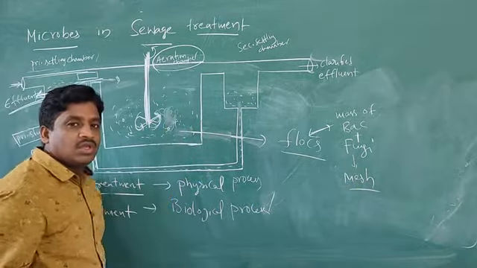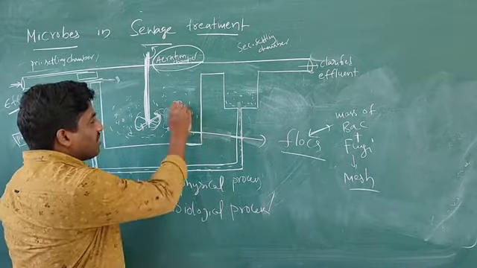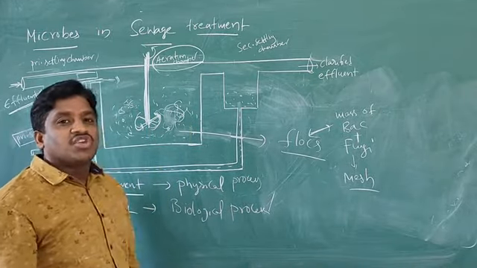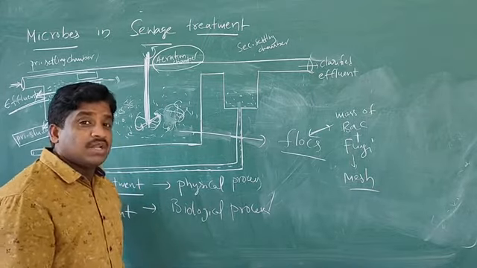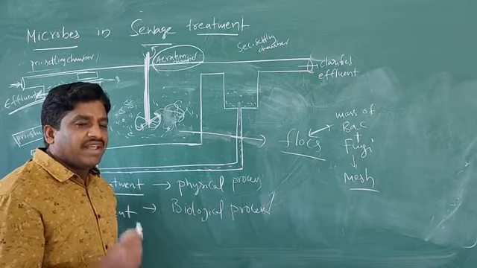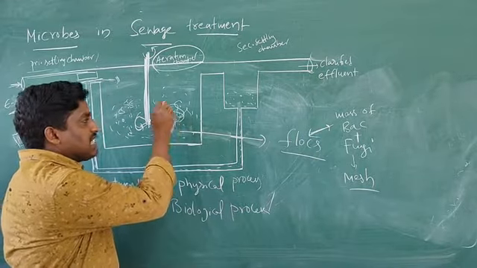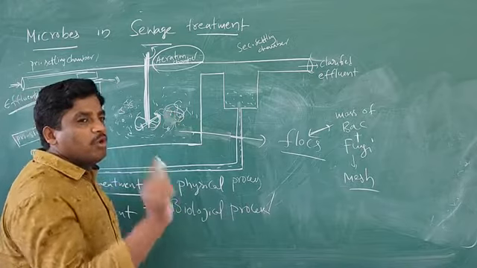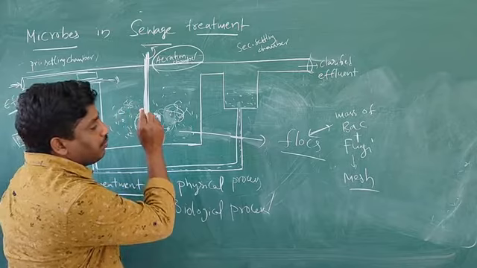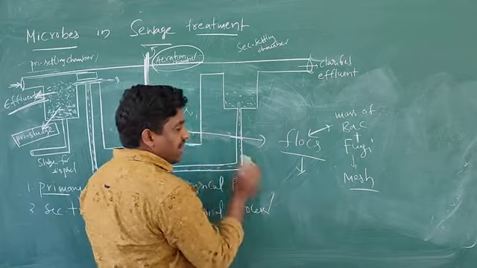These flocs, the mesh-like structures that are formed, are organisms that consume the major portion of organic matter. Organic matter means pollutants, as I said in the previous class. So these flocs consume the major portion of pollutants, and automatically the pollutants are reduced. They consume the major portion of organic matter in this tank.